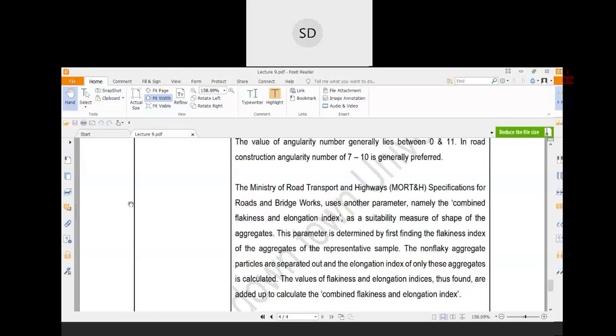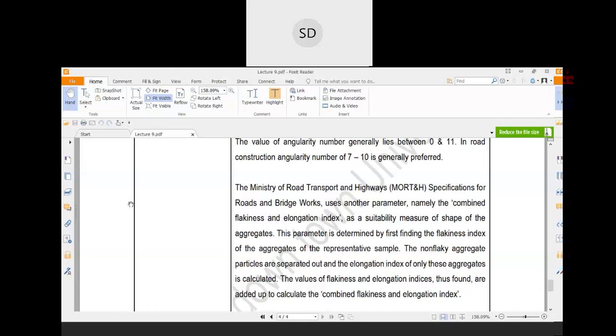Now another thing: you have done the flakiness index test and the elongation index test. Now what should be the limit of the flakiness and elongation index test? In most cases there is a limit for the flakiness index value, but there is no value associated with the elongation index. So what should be the limiting value, and how could you calculate the flakiness index and elongation index in your in situ works?